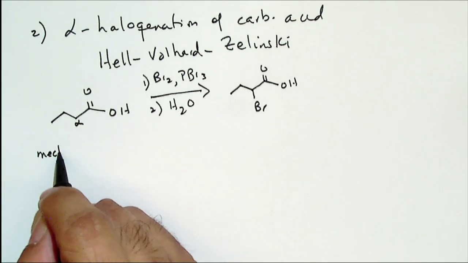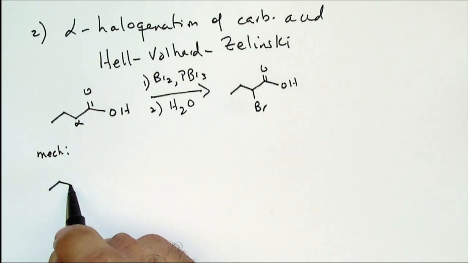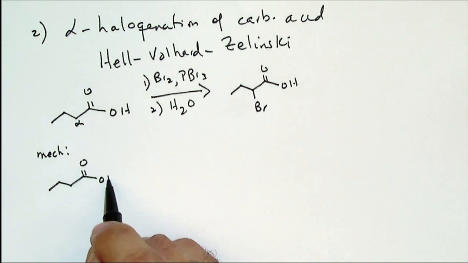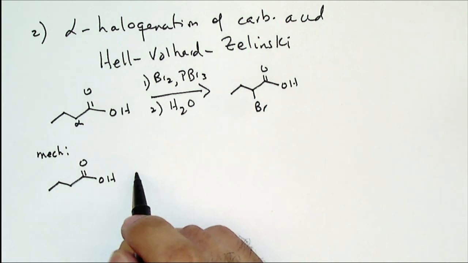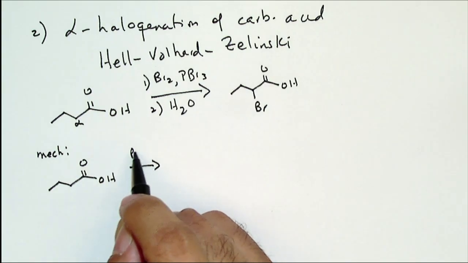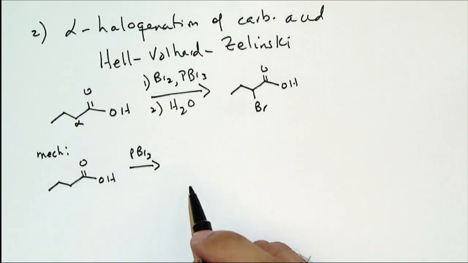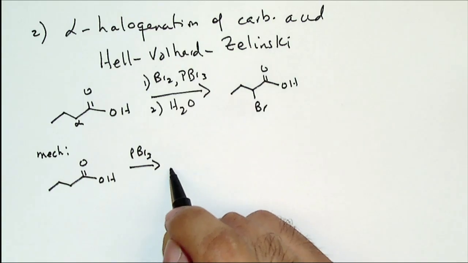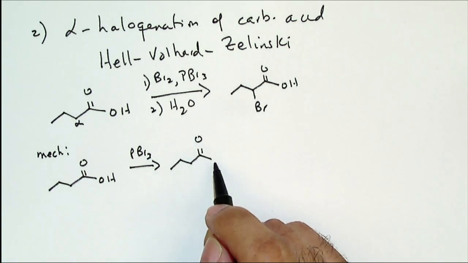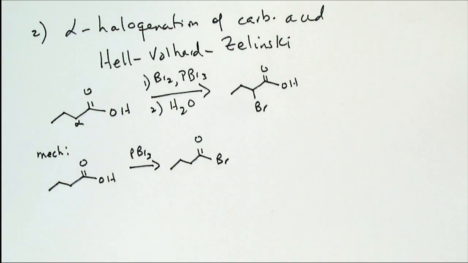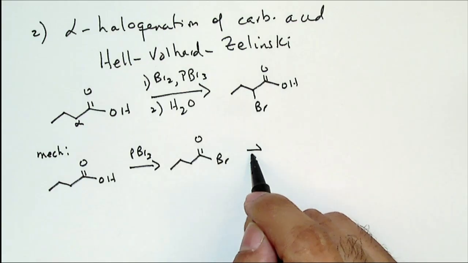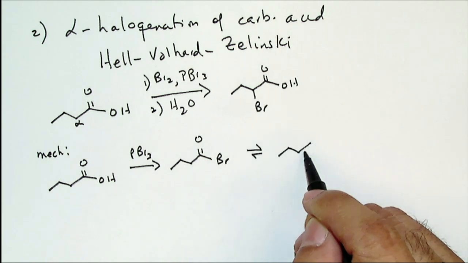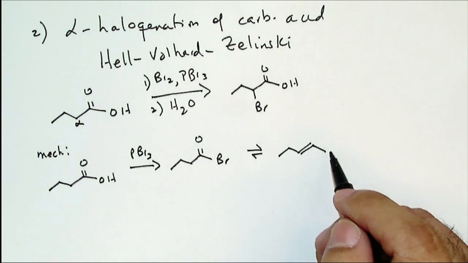Okay, so how does this reaction actually occur? What is the mechanism for it? So what happens here is that if I have a carboxylic acid and I treat this with phosphorus tribromide, we saw this when we were doing nucleophilic acyl substitution type reactions, that will end up generating the acid bromide. So that is the first step. So what happens is that under the conditions in which this is occurring, you are going to get a shift, a rearrangement.